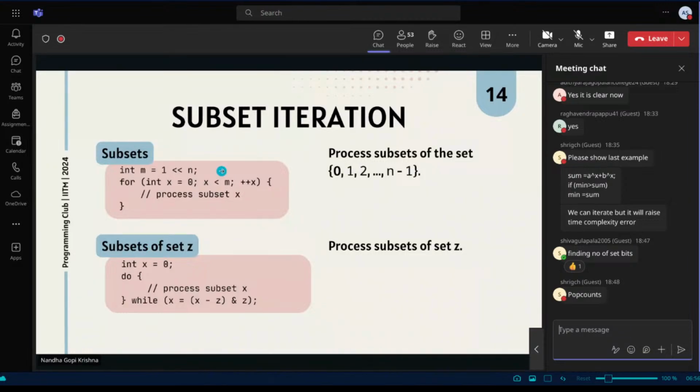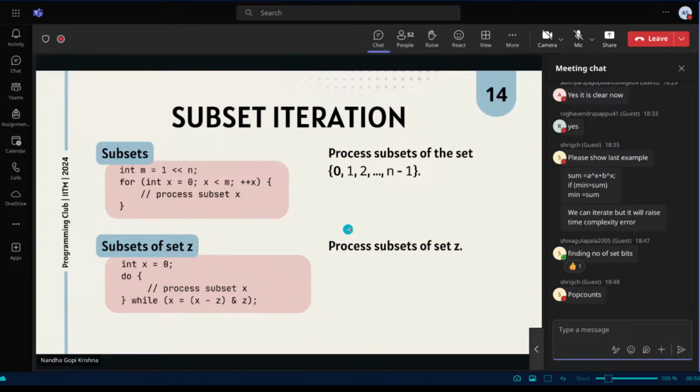X equal to 0 represents the null set. We start from there and we go through every single subset. And as you can see, m is 1 left shift n, so m is equal to 2 power n, which is equal to the cardinality of the power set containing n elements.